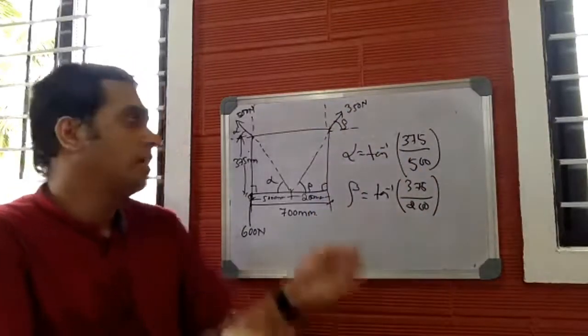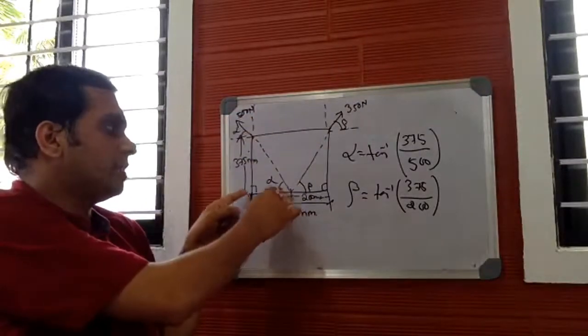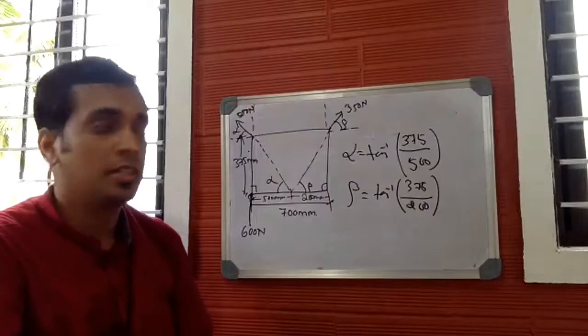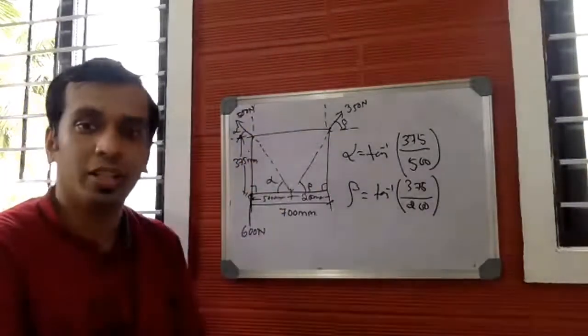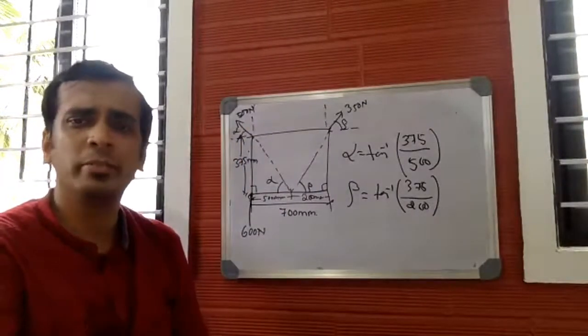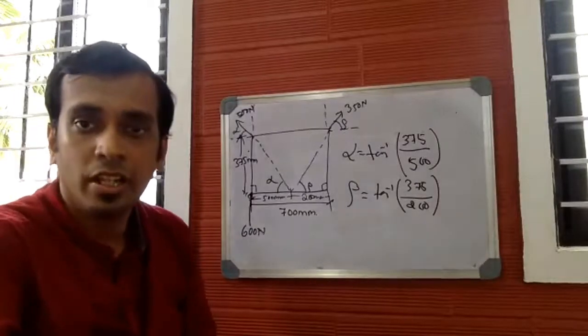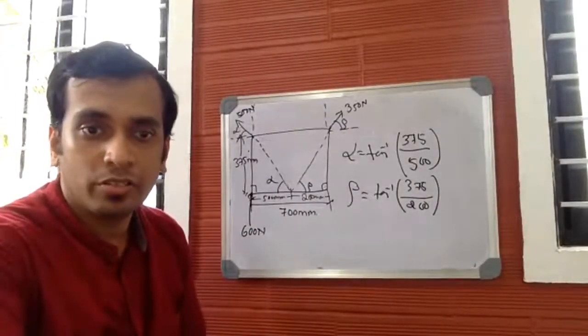Okay. This is 375 by 500, which will be alpha. Again, 375 by 200 will be beta. So once you get the value of alpha and beta, the problem remains very normal. So let me just tell you the values of alpha and beta.